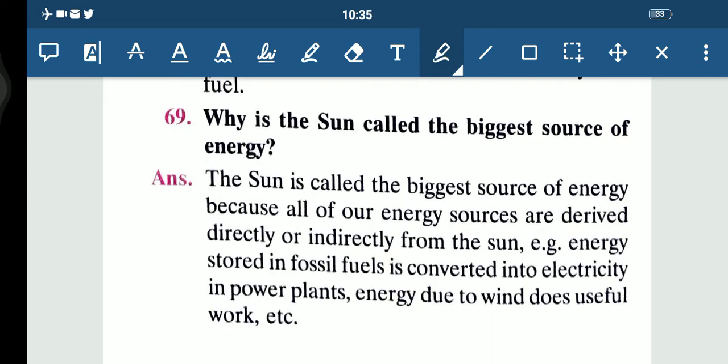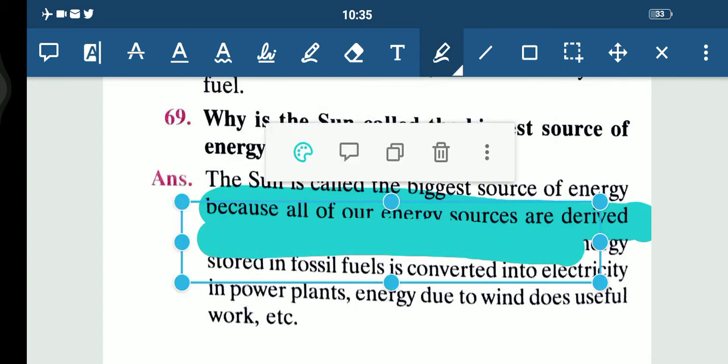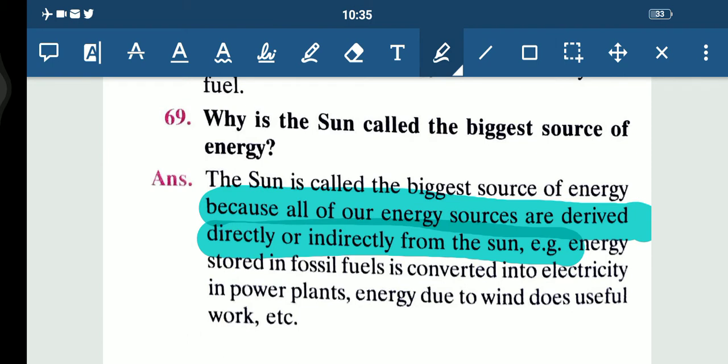Why is the sun called the biggest source of energy? Because all of our energy sources are derived directly or indirectly from the sun. Like energy stored in fossil fuels is converted into electrical energy in power plants. Energy due to wind does useful work.